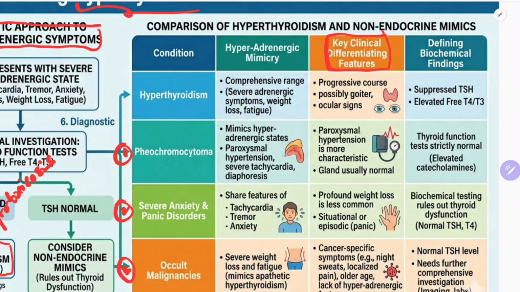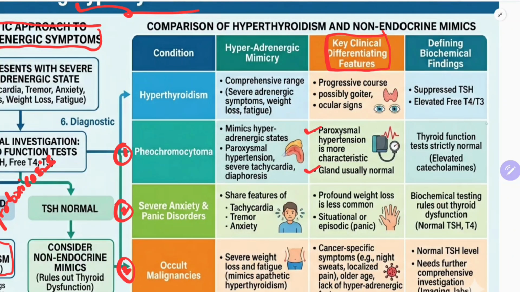In pheochromocytoma there is paroxysmal hypertension, which is more characteristic. Pheochromocytoma has paroxysmal, episodic hypertension along with headache and palpitation. That is an important point, and the thyroid gland will be normal. In hyperthyroidism there will be goiter, in more than one third of cases. But in pheochromocytoma the thyroid gland will be normal, and the patient will have episodic hypertension. So that is a differentiating clinical feature.